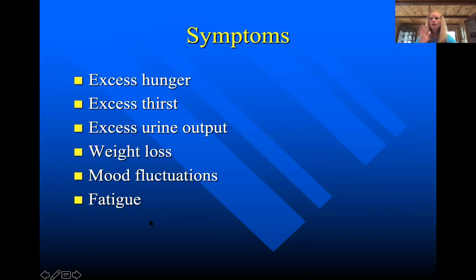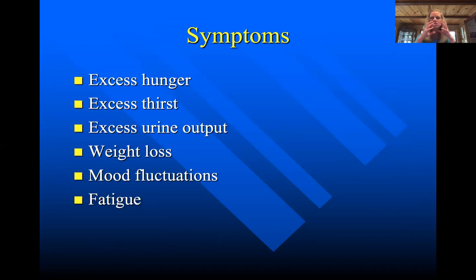Okay, symptoms. I want us to go back to that normal homeostasis and think through why these symptoms are what they are. So number one, excess hunger. You're going to see this very dramatic in type 1, not so much in type 2, but type 2 diabetes individuals are oftentimes sedentary, obese, and overeating. So added hunger is not necessarily going to correct things there.